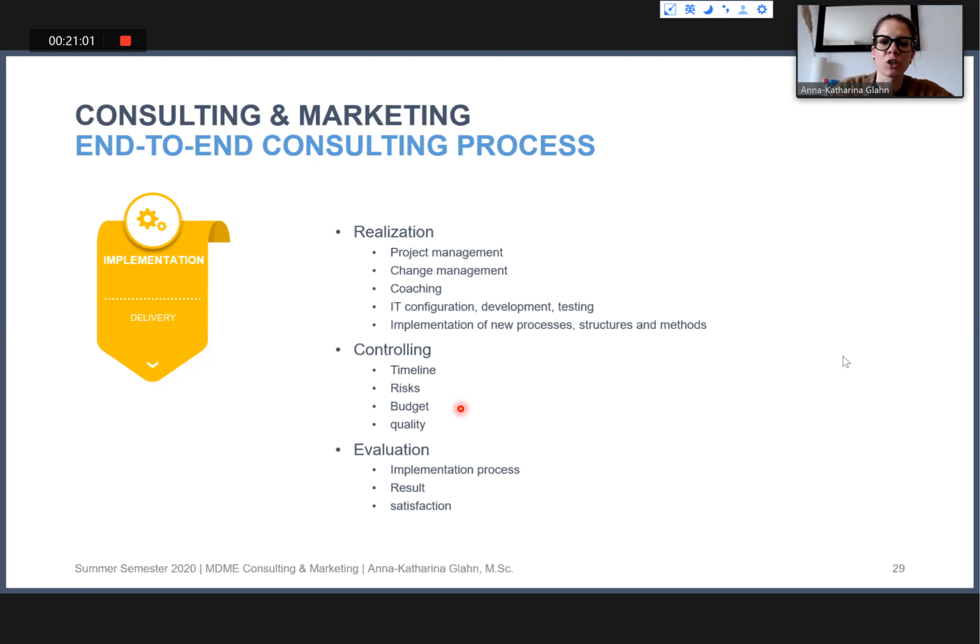The controlling includes, of course, the monitoring of the timeline: are milestones matched, are we in time, in budget, is the quality what we asked for, and what about the risks? Of course, risk management is also a specific part of the controlling.